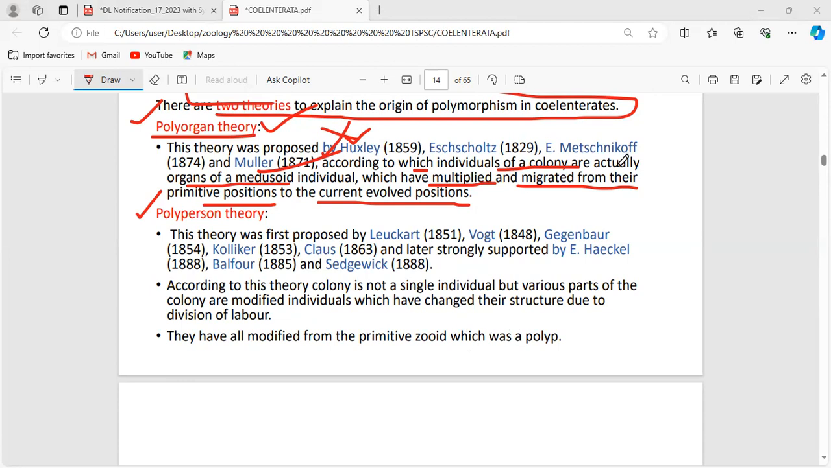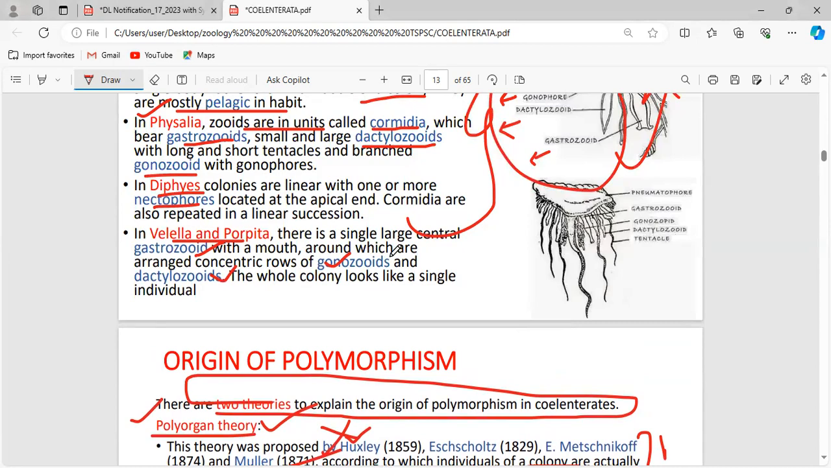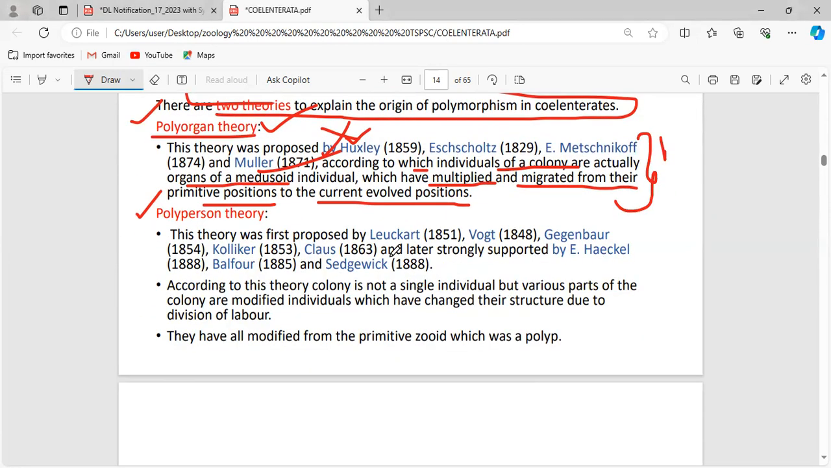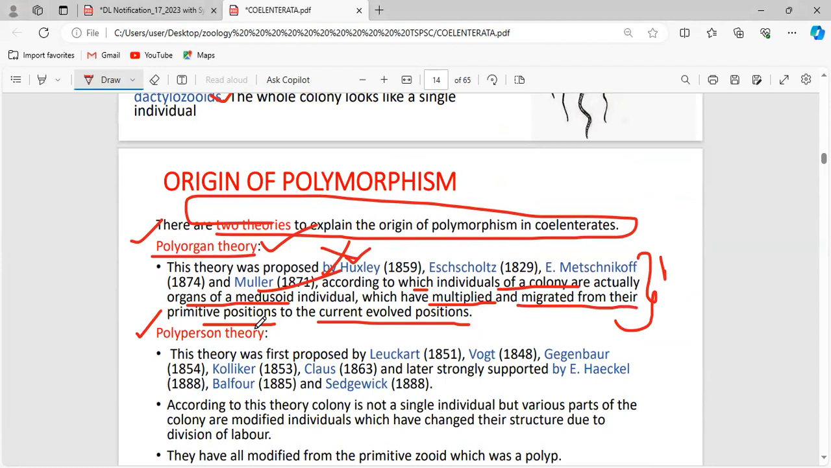Not polyp. Here they didn't explain anything. They didn't mention anything about polyp. What they are saying is they are the organs of medusa. They just said the primitive positions together comprise the organs. All the organs will comprise the current evolved positions, which means medusa.